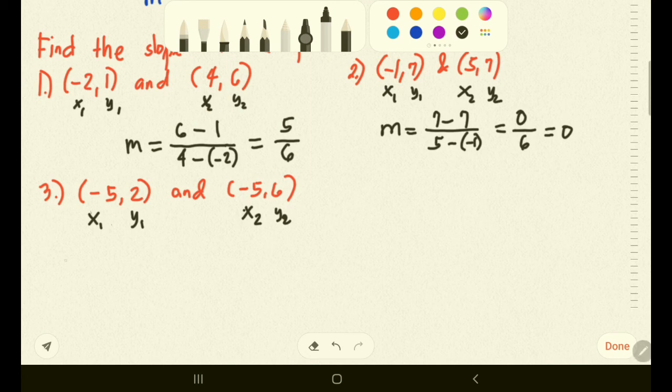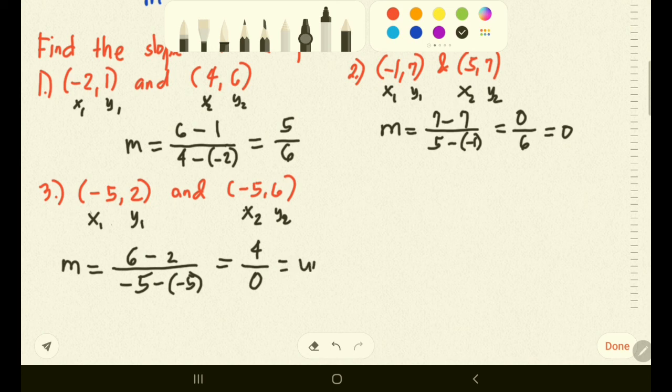Okay, then use the formula. M equals, so your y sub 2 is 6 minus your y sub 1 is 2. And then x sub 2 is negative 5 minus your x sub 1, still negative 5. So you have your 6 minus 2, that is 4, over negative 5 minus negative 5, that is 0. So as you can see, you have a denominator of 0, which means this is undefined.